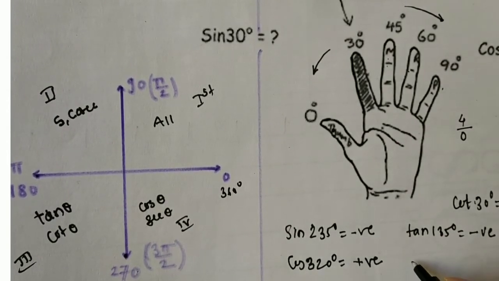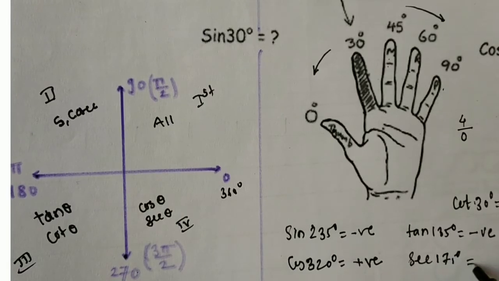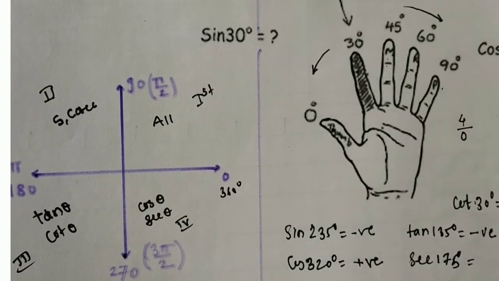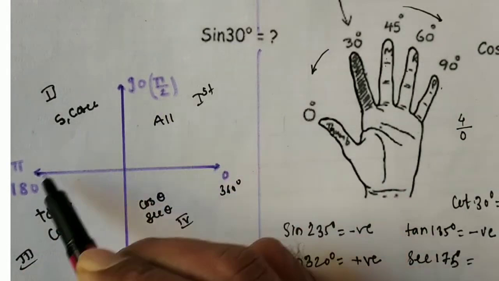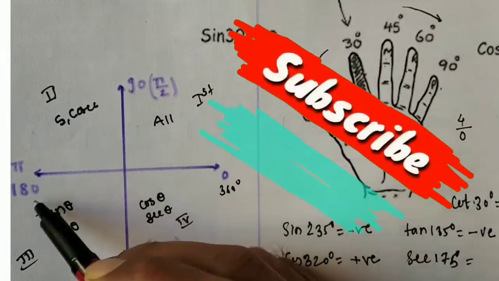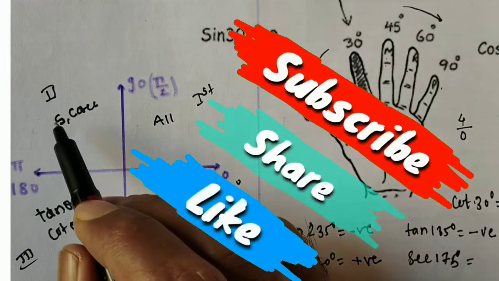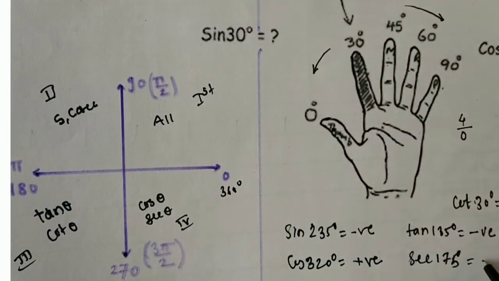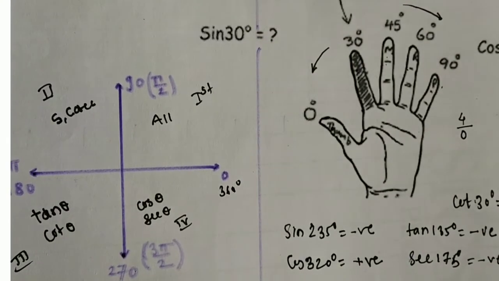Suppose I want to calculate sec of 175 degree. Where does it lie? 175 degree lies between 90 and 180. So here sec is what? Sec is negative. Only sine and cosec are positive. So you will get a negative sign for sec 175 degree.